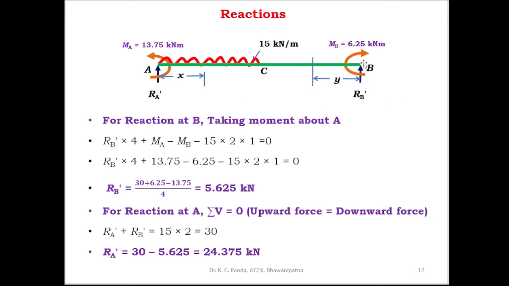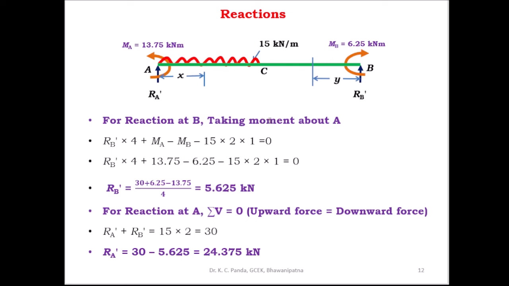you have to take the moment about A. So RB dash into 4, this is anti-clockwise positive, and this moment is also anti-clockwise positive. RB dash into 4 plus MA, and this moment is clockwise negative, minus MB, and due to this load, the moment is clockwise. 15 into 2 into 1, minus 15 into 2 into 1 is equal to 0. Then you can find out the reaction at B dash. RB dash is equal to 5.625 kilonewton.